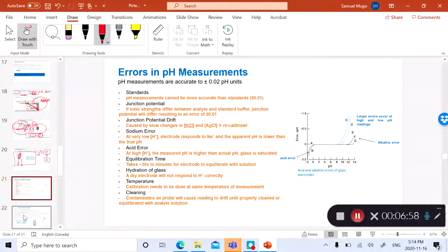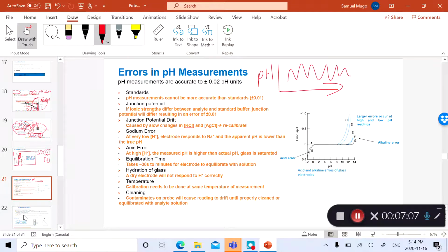Now, those of us who have used a pH electrode, and all of us have, know that the pH readings tend to be fairly erratic. The reason it's erratic is because of a combination of different types of errors that are especially prevalent when you're using a pH electrode. There are many of them, but I'm just going to mention a couple.